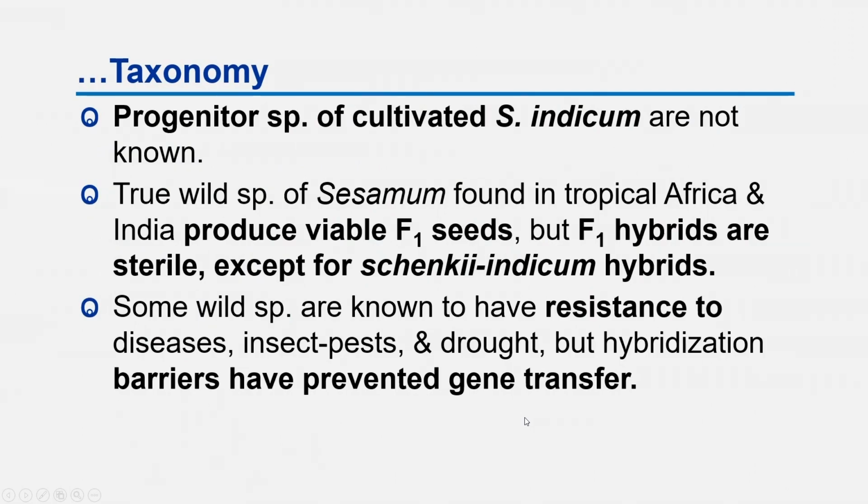Now, progenitor species of cultivated Sesamum indicum are not known. True wild species of sesame found in tropical Africa and India produce viable F1 seeds, but F1 hybrids are sterile except for S. schenckii x indicum hybrids. That is yet another limitation for this crop. Some wild species are known to have resistance to diseases, insect pests and drought, but hybridization barriers have prevented gene transfer.